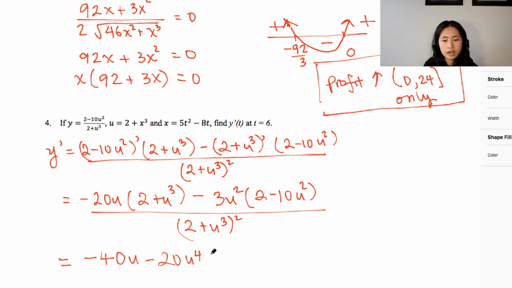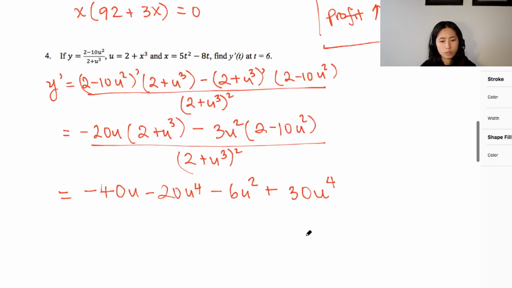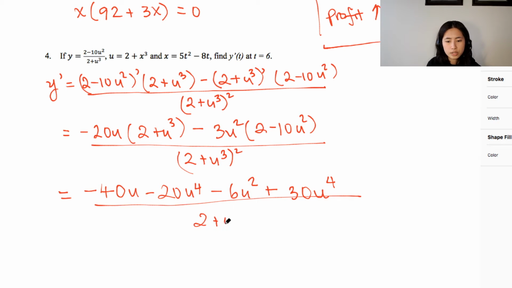From there, we can distribute negative 3u squared with 2. So that would be negative 6u squared. And this is positive: negative 3 times negative 10 would give you positive 30, and this is u raised to the power of 4. Okay, so we have that, and this is all over 2 plus u cubed, and this is raised to the power of 2.